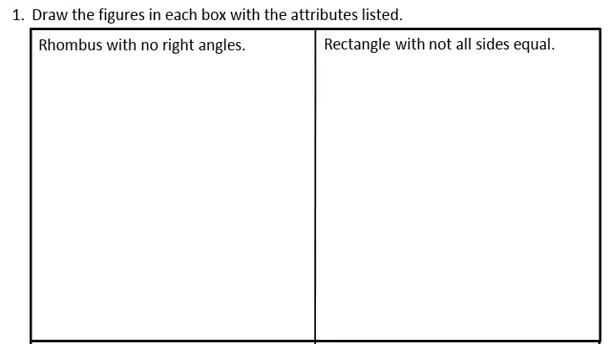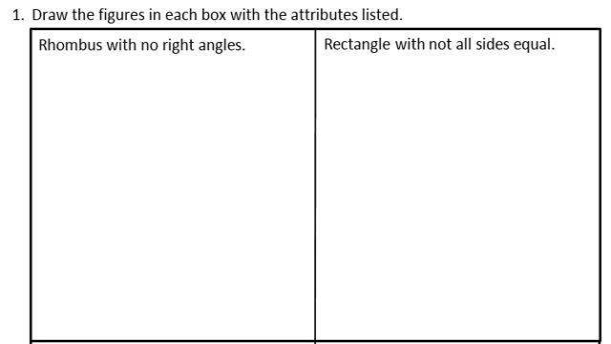This tutorial is for 5th grade, Module 5, Lesson 18. In this lesson, we're going to look at the attributes of a rhombus compared to a rectangle. The directions say draw the figures in each box with the attributes listed.